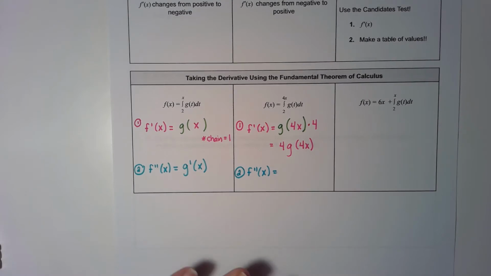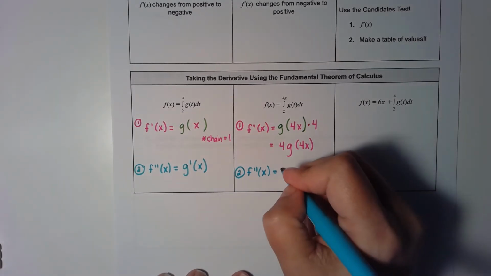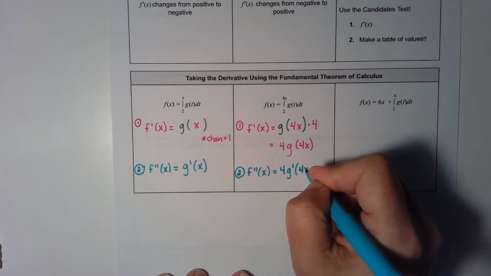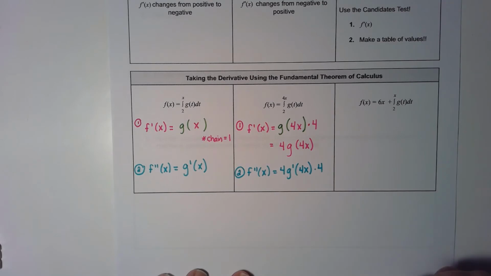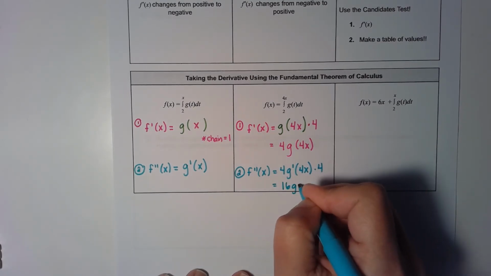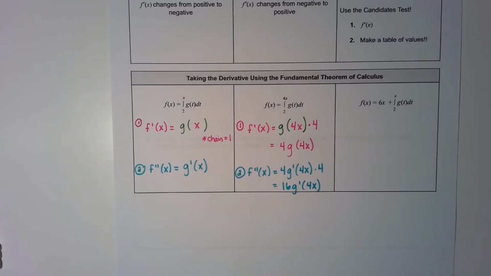Now in this case, I'm going to need the chain rule again because 4x is inside of that parentheses. So I'm going to start with the outside, g prime, leave the inside alone, 4x, times 4. And then I can simplify. So 4 times 4 is 16, and then times g prime of 4x. So I've got my first two derivatives here.